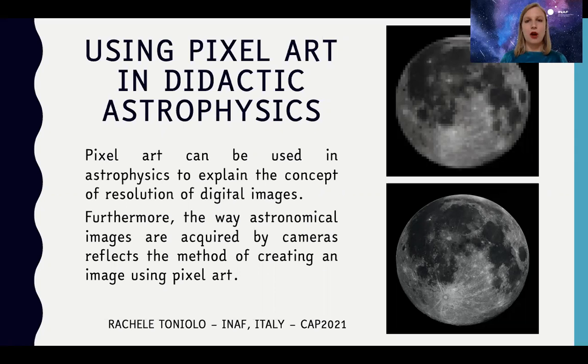Furthermore, the way astronomical images are obtained by cameras reflects the method of creating an image using pixel art. Indeed, optical images are acquired using CCDs, instruments that collect photons through a matrix in which every cell represents a pixel. When a photon hits its surface, it frees one or more electrons, depending on its energy. The produced electrical potential is then converted into a specific intensity in the color of the corresponding pixel.